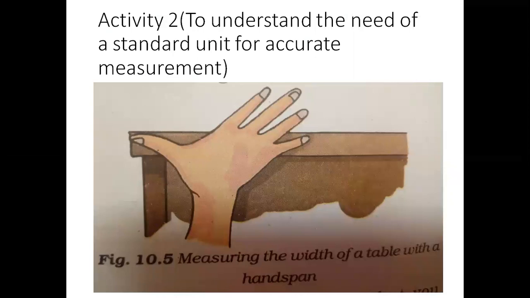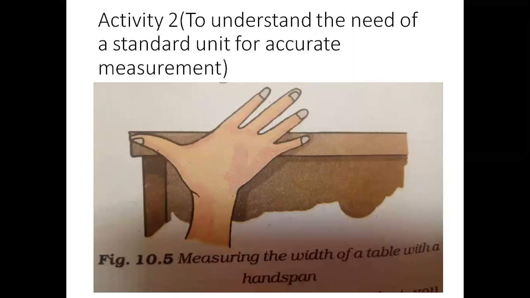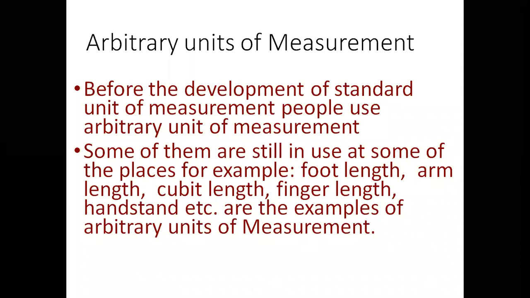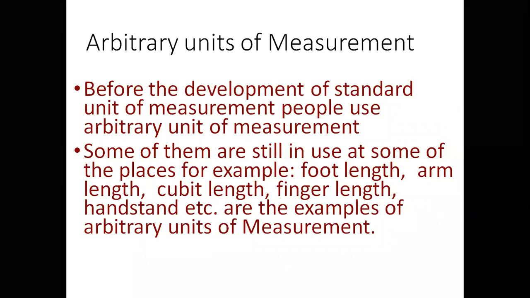This is activity 2, to understand the need of a standard unit for accurate measurement. We can measure the width of the table with the hand span. That was the method which was used earlier. These are called the arbitrary units of measurement, because before the development of standard units, people used these kinds of units of measurement. Some of them are still in use at some places. For example, foot length, arm length, cubit length, finger length, hand span, etc. These are the arbitrary units of measurement.